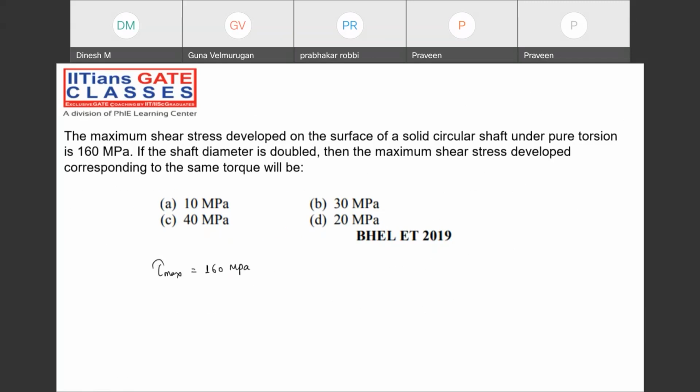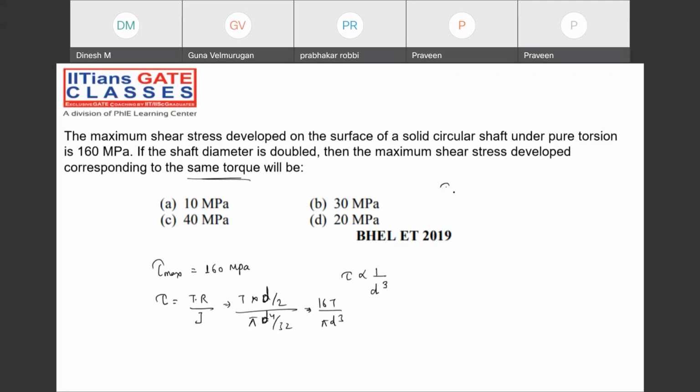If the shaft diameter is doubled, then what will the maximum shear stress developed be? You know that tau will be what? T into R by J, that is T into D by 2, divided by pi d power 4 by 32. So it is 16T divided by pi d cube. That means for the same torque, tau will be inversely proportional to d to the power 3.